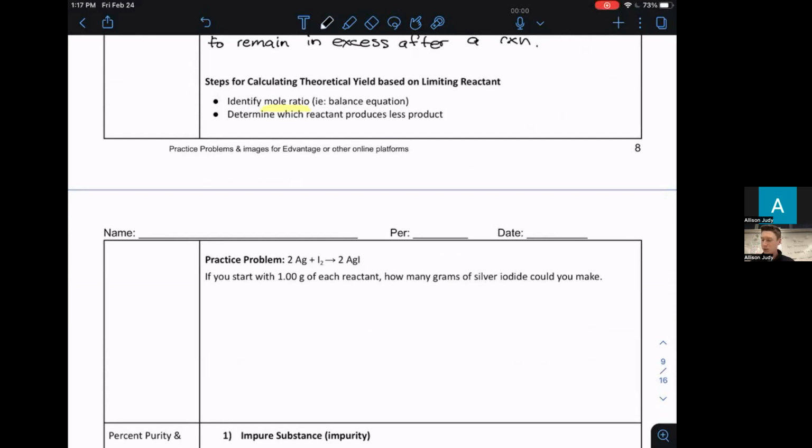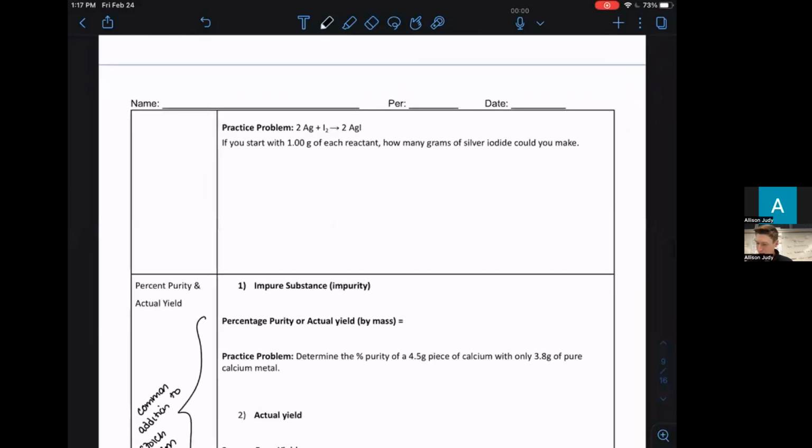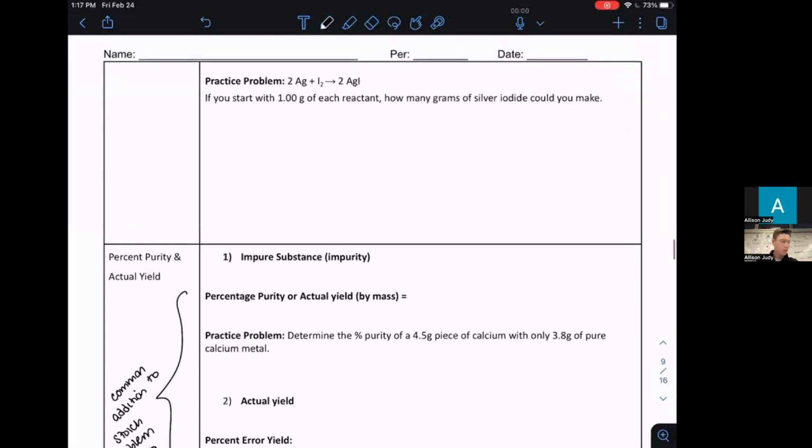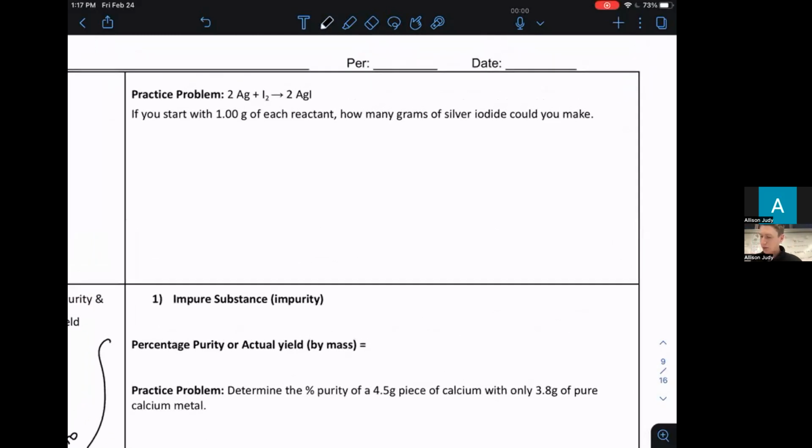So we have a practice problem here. I'm assuming that I'm supposed to work through it with you guys since we haven't done this before. So hopefully you guys are happy with that. So we have 2 silver plus diatomic iodine reacting to form 2 silver iodide. And we're asking, if you start with 1 gram of each reactant, how many grams of silver iodide could you make?